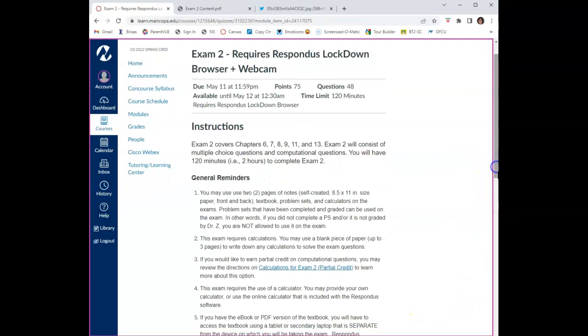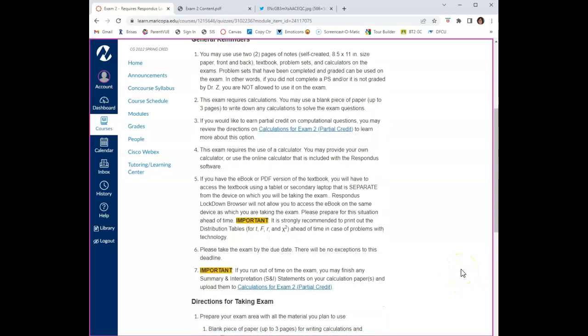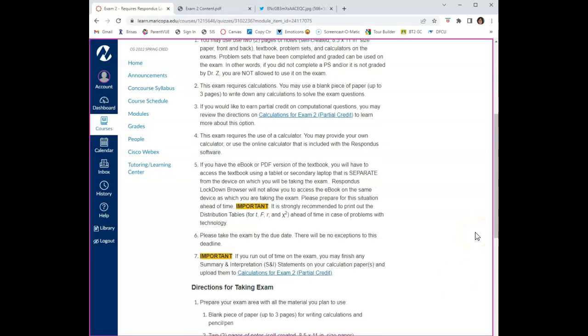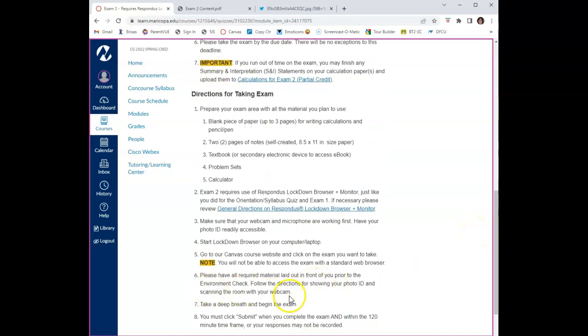The second assignment is Exam 2. You will have 120 minutes to complete this exam. I encourage you to pace yourself and not spend too much time on multiple choice and true and false questions, which are worth less than computational questions. Now, it is important that you prepare all of your items ahead of time and lay it out in front of you prior to the environment check. If possible, I encourage you to take the exam in the same area or room that you study for this course, so that you may recall information more readily.